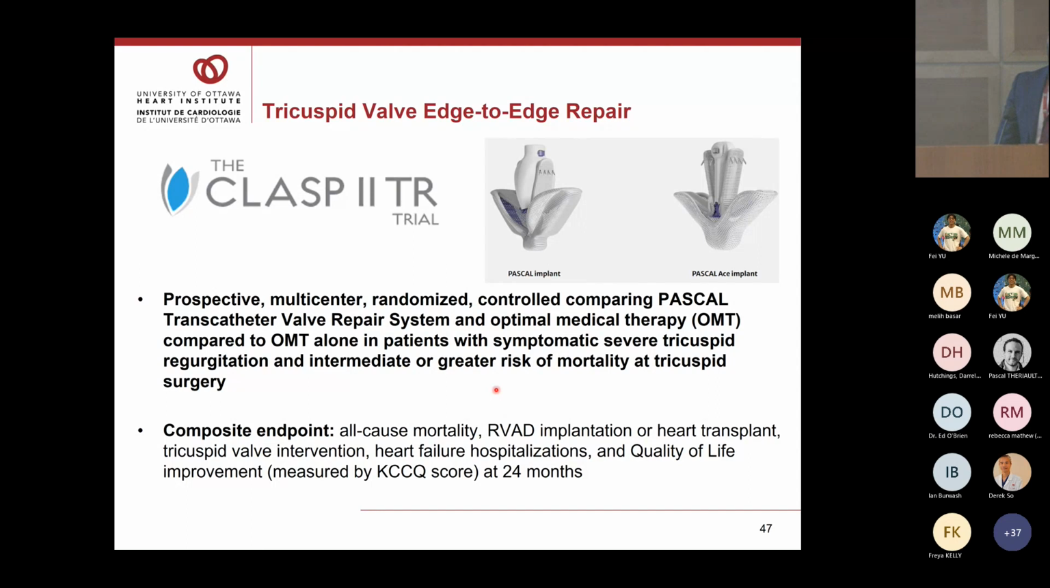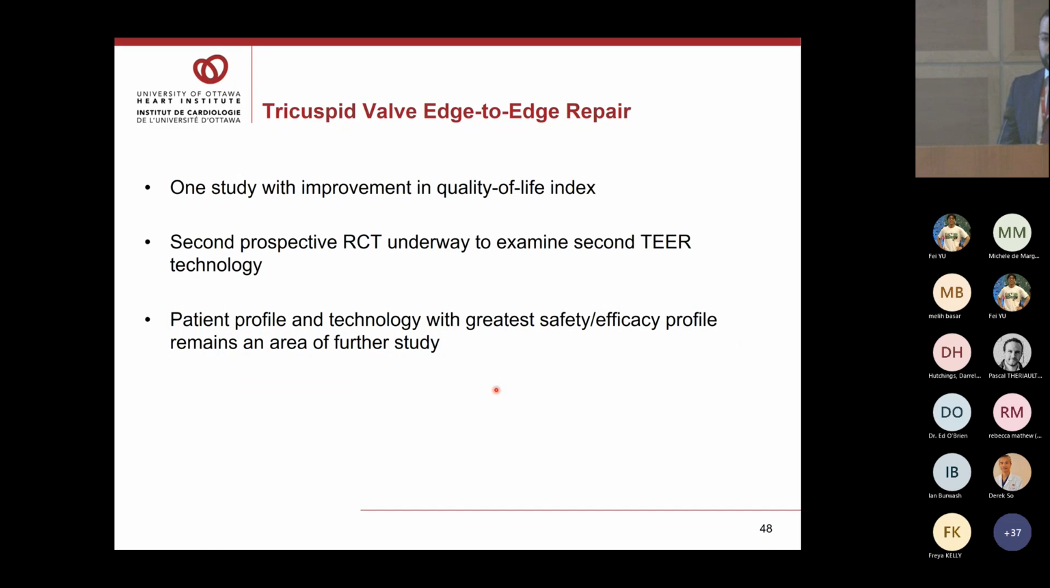So just to summarize what's out there on tricuspid valve edge-to-edge repair, there's one study with improvement in quality of life index. There's a second RCT out there, and it still remains to be determined which patient profile and which technology gives the greatest safety and efficacy profile. And there are other techniques on the tricuspid side that I haven't had time to go through, but there are other non-leaflet directed therapies that could be of use in tricuspid valve intervention, but it's still early days for those.